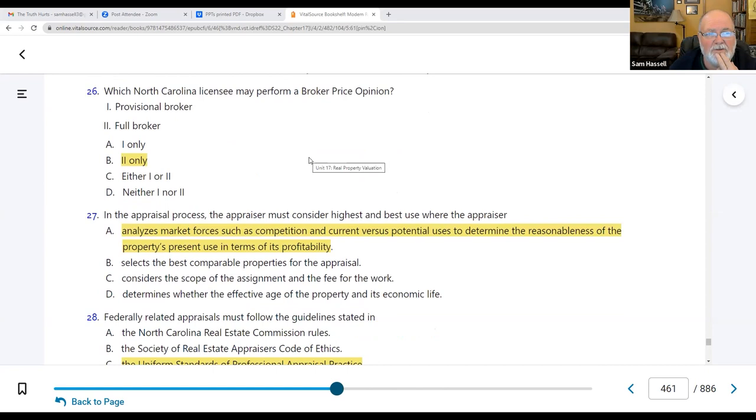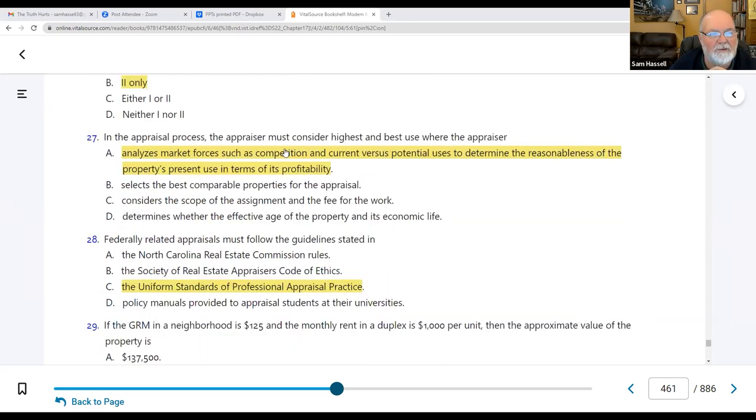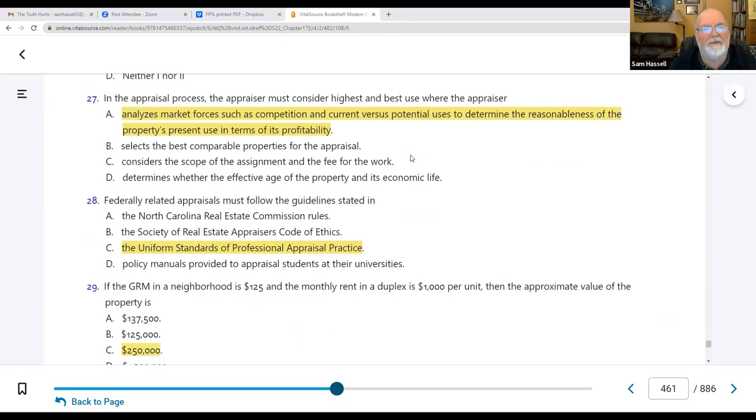Number 26, which North Carolina licensee may perform a broker price opinion? A full broker only. A provisional broker is not allowed to do a broker price opinion. So it is two only. You'll get to be a full broker relatively easily.